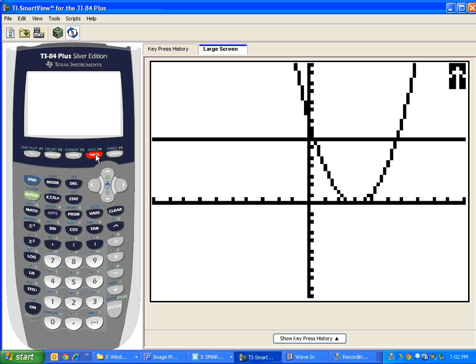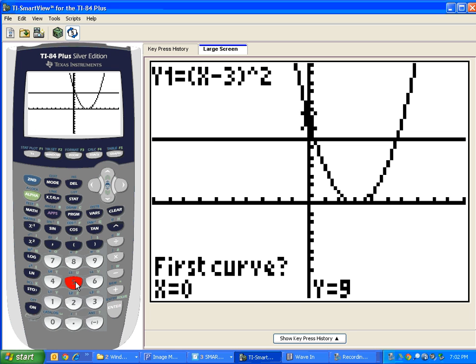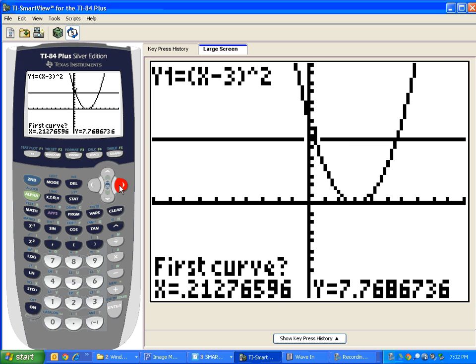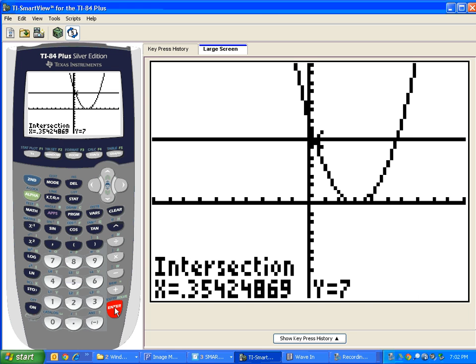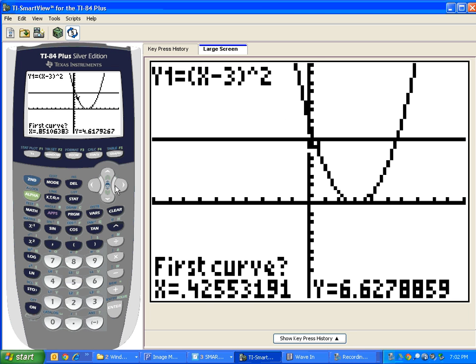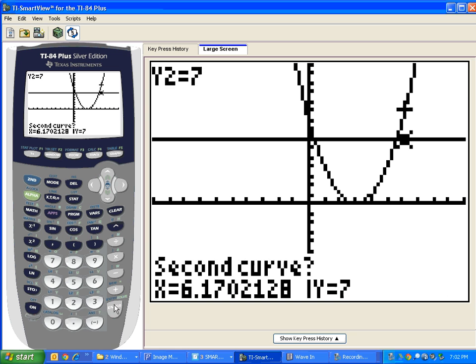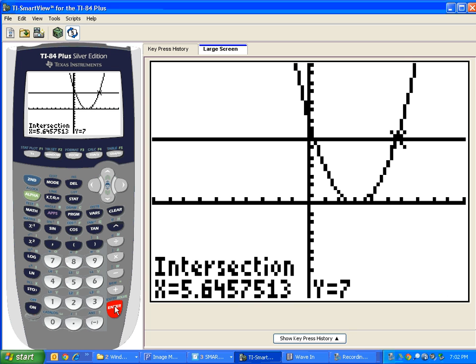So second calc, option 5. I get kind of close to it if I can, and then I hit enter 3 times. Look at that! Do it again on the other side. So second calc, option 5. Get a little closer there. 5.65. We did it. Questions about this so far?